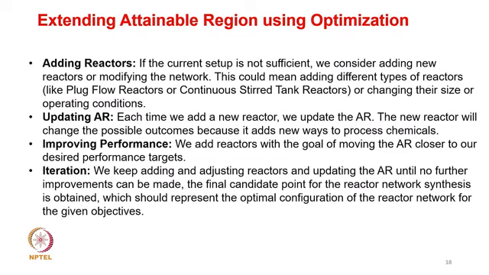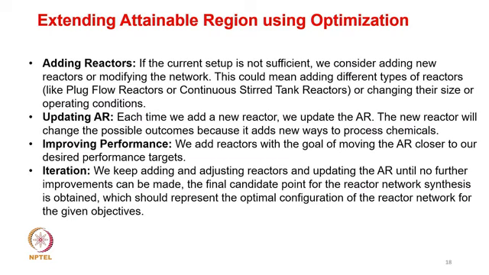This could be a PFR or a CSTR, or changing the size, okay, or you can also change the operating condition. If that is done, then you can again update the attainable region. So when we add a new reactor or we change the size of the reactor, the new attainable region is found. Because it's a geometry, the attainable region size would increase, or maybe the shape would change, if you add the additional reactor.